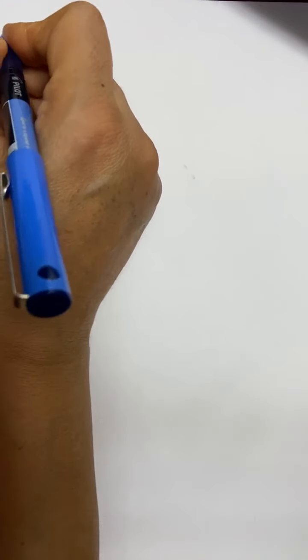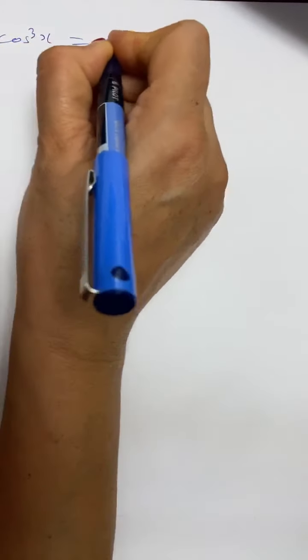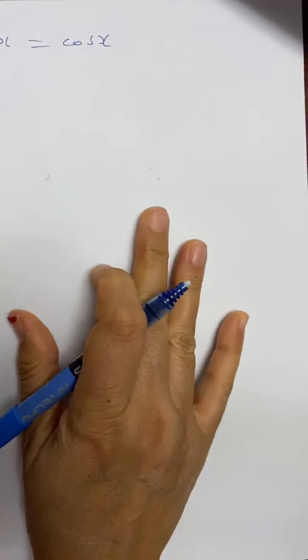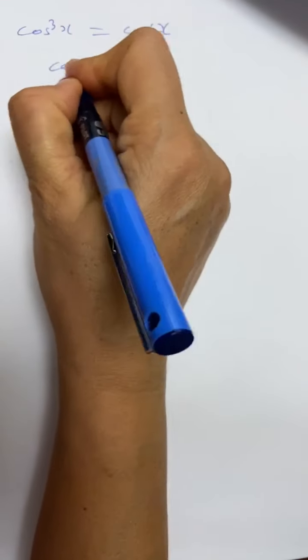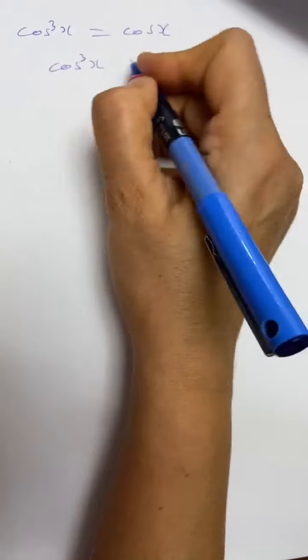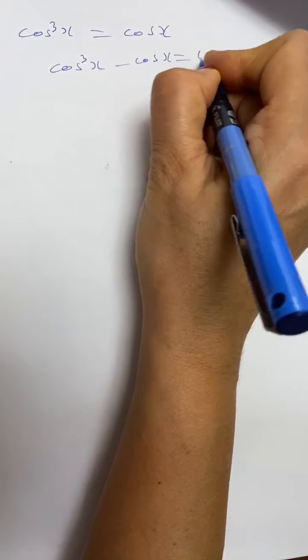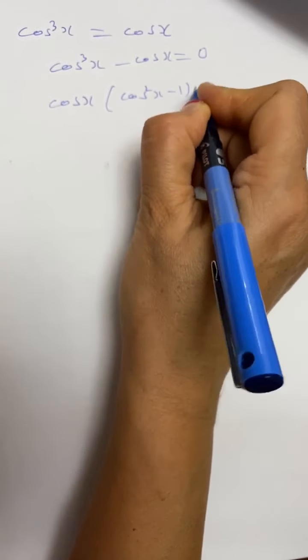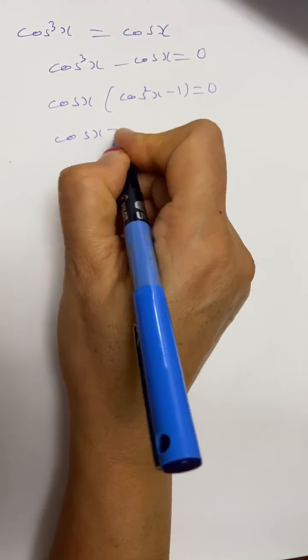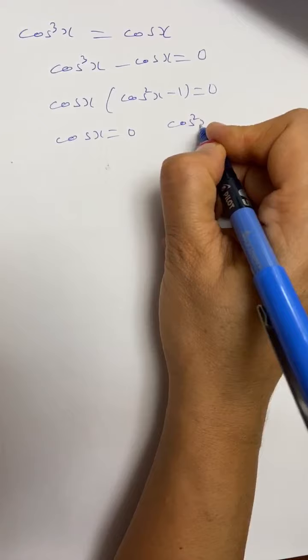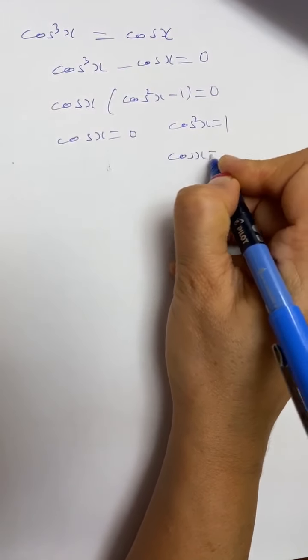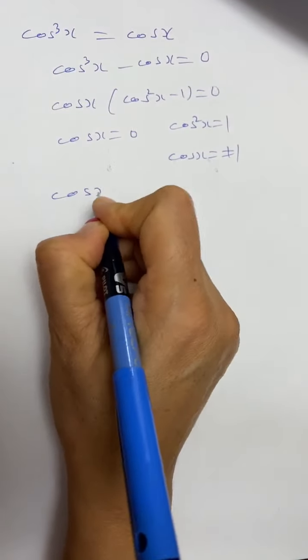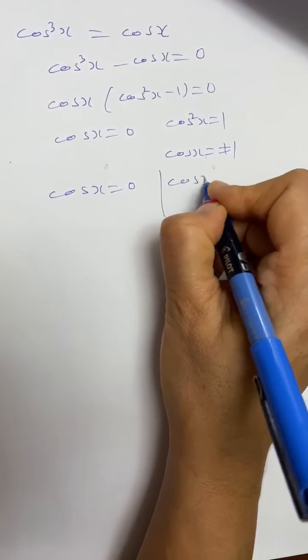So now let's look at cos cube x is equal to cos x. Now, if you have cos cube x is equal to cos x, the first thing, you should not start cancelling one cos x. You need to move everything on one side. Now, cos x is common, so cos square x minus 1 is equal to 0. So you get cos x is 0, cos square x is 1, which means cos x is plus minus 1. So here you have 3 equations which you need to deal with.